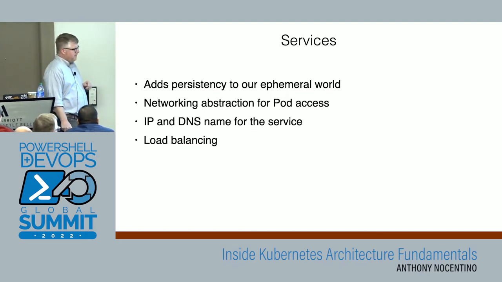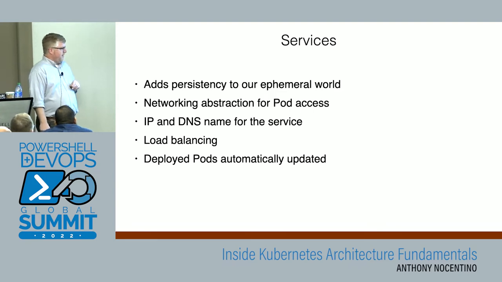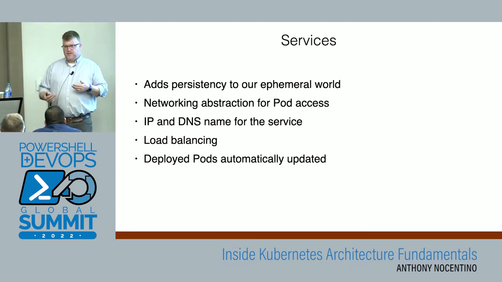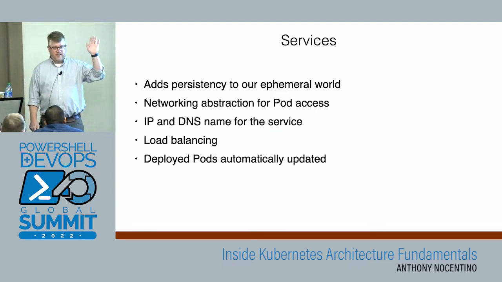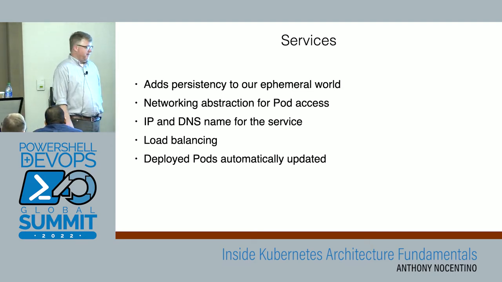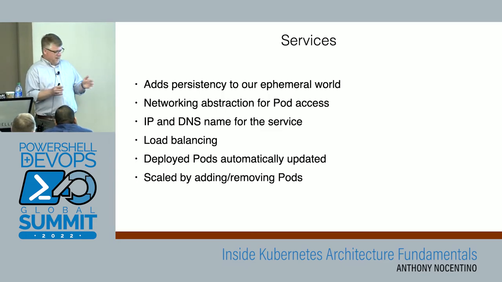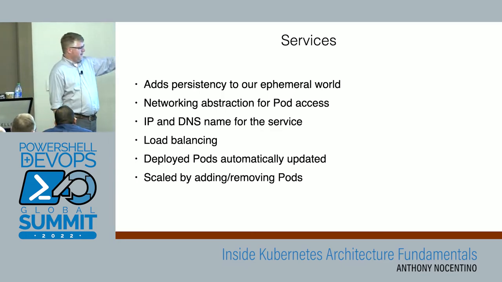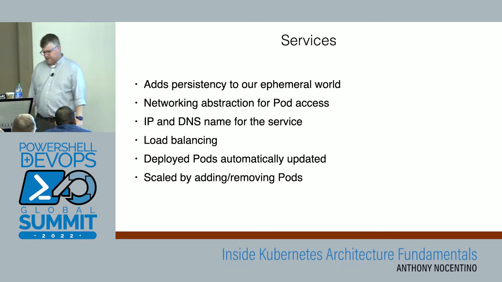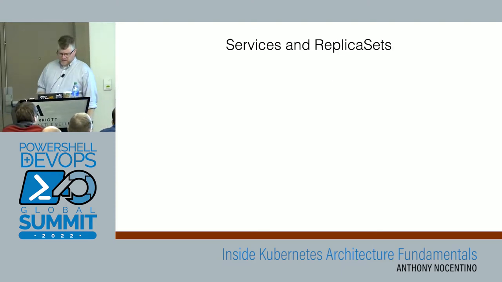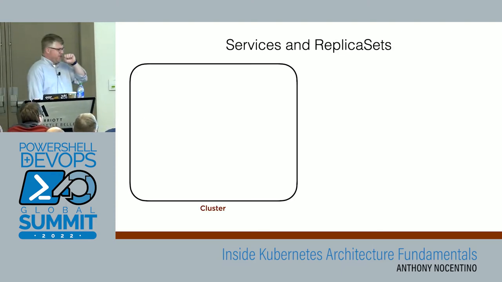Hang tight. We talked about load balancing a bunch. And as things change, the service is automatically updated. Who's ever opened a ticket to the networking team when they deployed a web server that says, I need to add this web server to the load balancer? Anybody done that? That goes away in Kubernetes because of the way that it manages the application state. And services can be scaled by adding and removing, and it'll be automatically updated. So we no longer have to get in the business of opening tickets with the networking team. Cool. So let's see it in action.